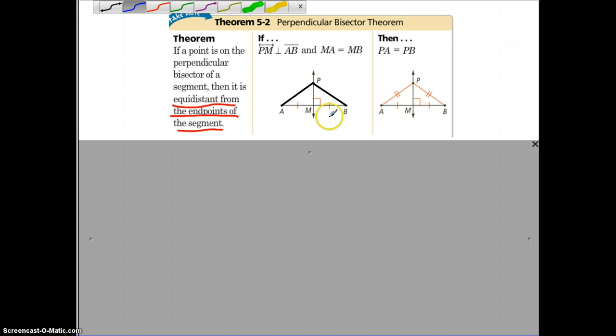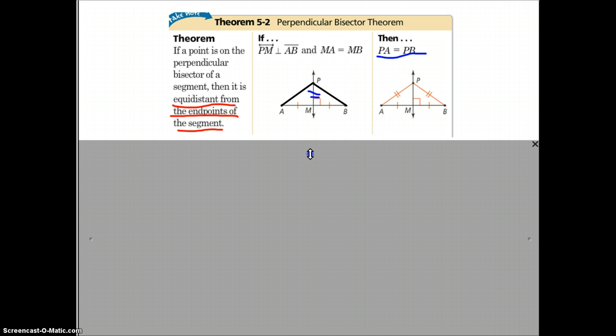And here's why. Go back to what we did last chapter with congruent triangles. I know I can mark segment PM congruent to segment PM because that's my reflexive property of congruence, which means I've just created two congruent triangles. Triangle PMB is congruent to triangle PMA using side angle side. So since those two triangles are congruent, I know all of their corresponding parts are congruent, which means that PA is congruent to segment PB, so they have equal lengths, meaning P is equidistant to both of my endpoints.